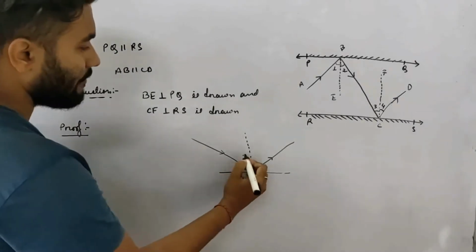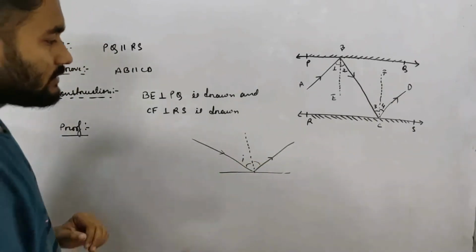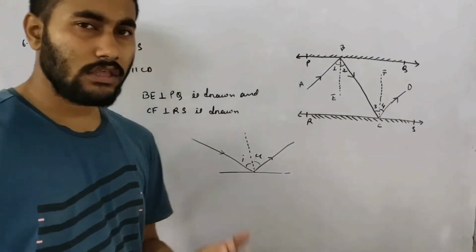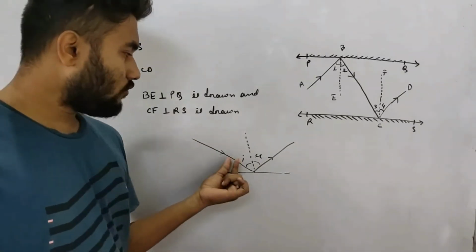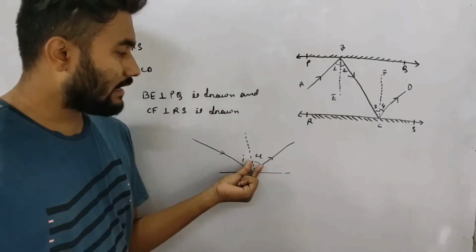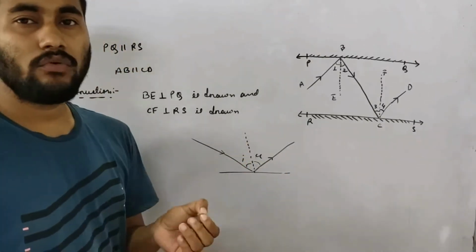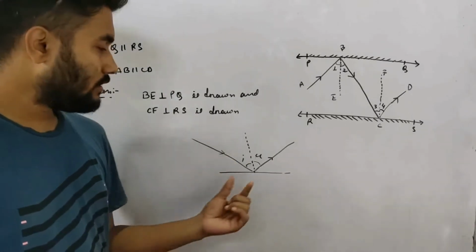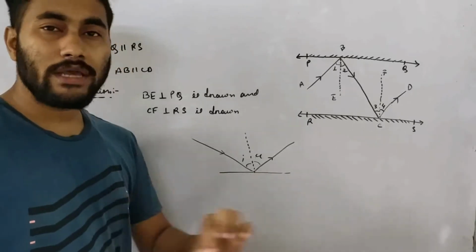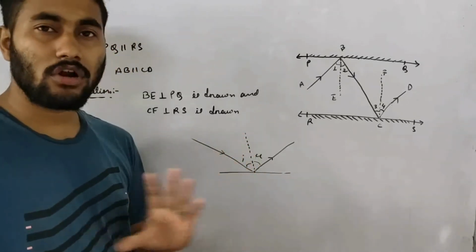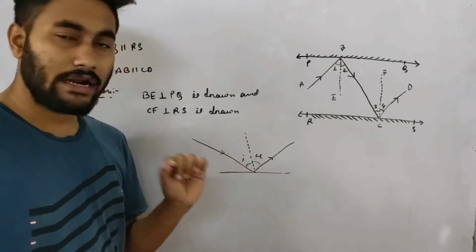In physics this is known as angle of incidence, and this is known as angle of reflection. You will get it in class 10. So what I am saying is that the angle formed by the incident ray and the angle formed with the reflected ray will always be equal. This is known as the laws of reflection. This property always follows whenever reflection takes place. Always. Otherwise reflection will not take place. This property will 100% follow.